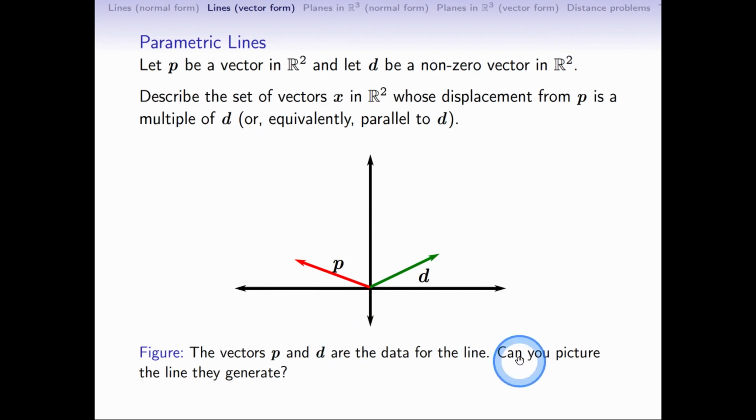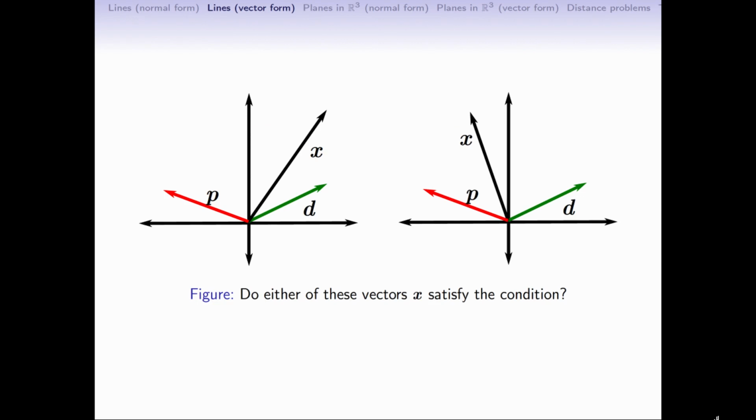So this is a little bit like what we did with normal vectors, except now the condition is that x minus P is parallel to D rather than perpendicular. Okay? So can you picture the line that's generated by this vector P, this position vector, and this direction vector? All right. As before, let me give you a couple of scenarios here. So let's take a look at this picture on the left.